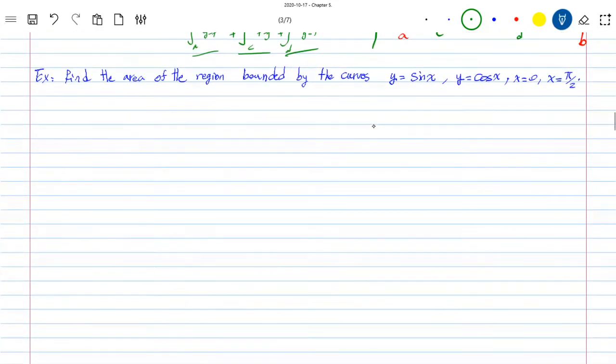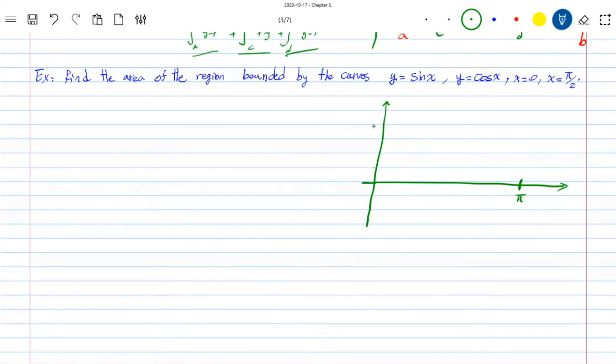So here, let's try this one. Find the area of the region bounded by the curves y equals sine x and y equals cosine x over the interval 0 to pi half. So let's draw the curves to notice how the functions behave. Actually, you can't always draw the function, so let's assume that we don't know, and you want to solve this.